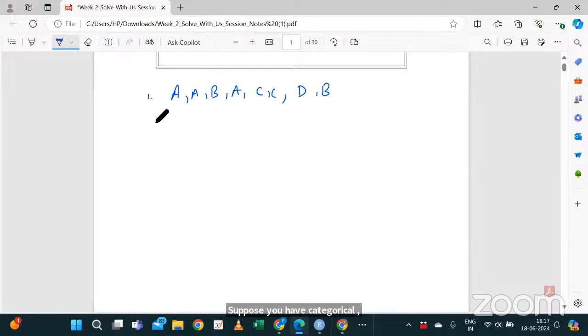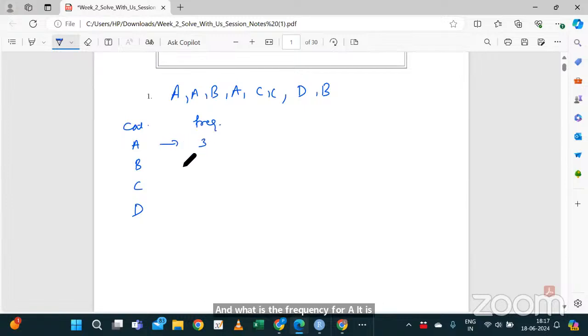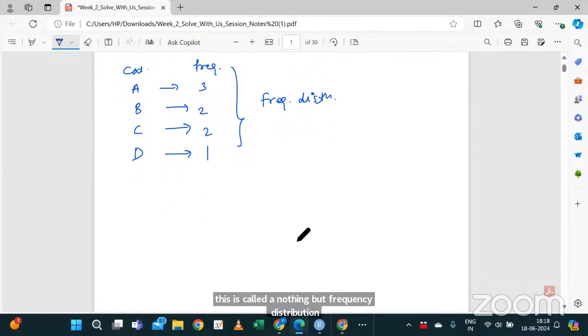So what is the frequency distribution? A listing of the distinct categories. We have four distinct categories: A, B, C, and D. And what is the frequency? For A, it is 3. For B, it is 2. For C, it is 2. And for D, it is 1. This is nothing but the frequency distribution.